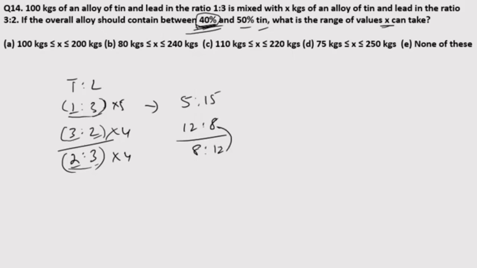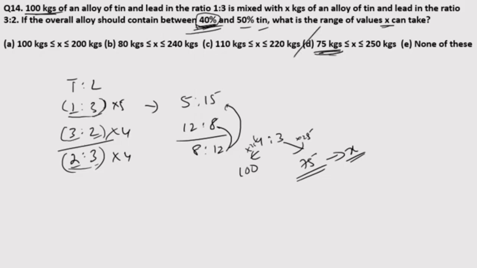So in what ratio are they mixed, guys? Just check the difference. 12 minus 8 is 4, and 12 minus 15 is 3, but take the positive quantity. So this 4 parts corresponds to 100, because initially it was 100 kgs. If 4 parts corresponds to 100, then 3 parts corresponds to how much? This is 25 times, so into 25, that is 75. This is the value of x, the minimum value of x. From only finding this, you can mark option D. But still, I will find the other part just for your knowledge sake.